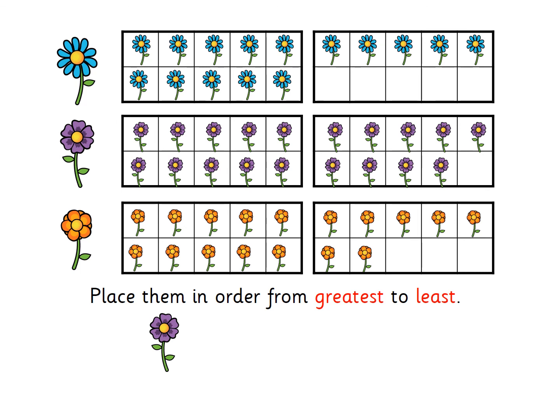Now look at the blue flowers and look at the orange flowers. Which one is greater now? Out of the blue and the orange, which one is greatest? Well done, it's the orange. They've got the most there, the orange. And then the least amount has got to be the blue, because we had 19 purple, 17 orange and 15 blue. So those are our flowers in order from greatest to the smallest, to the least amount, okay? And you can write those numbers in your book if you want to.